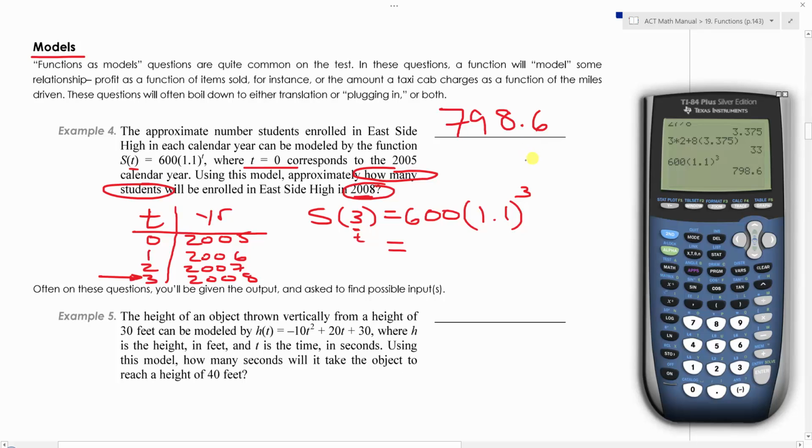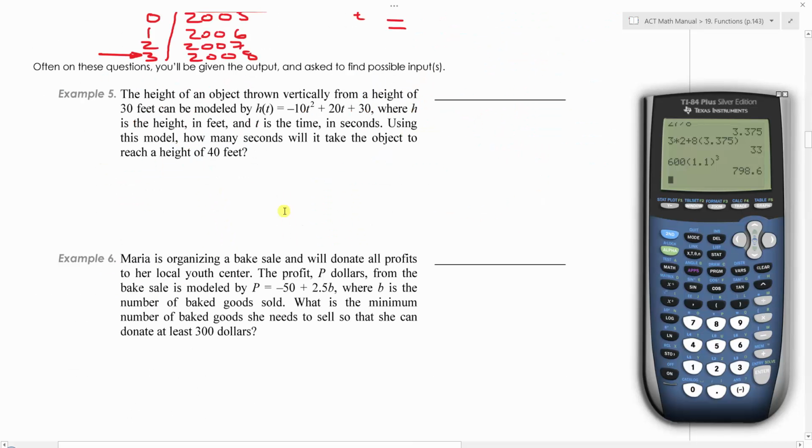798.6 students. Obviously a student lost about 40% of himself, but that's okay. They said approximately, so the answer on this question would either be something like 798 or 799 or possibly even 800. So yes, that's the exact answer. Now, so that was just a substitution, just a plain old substitution.